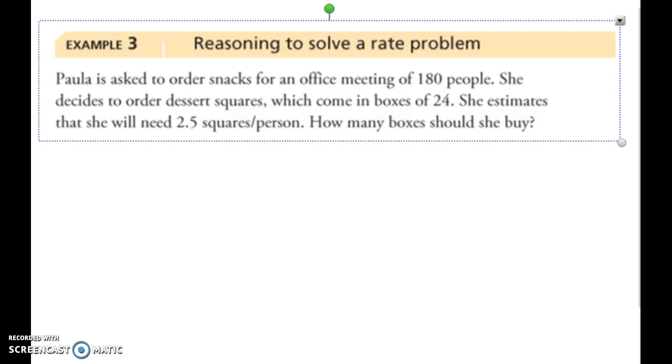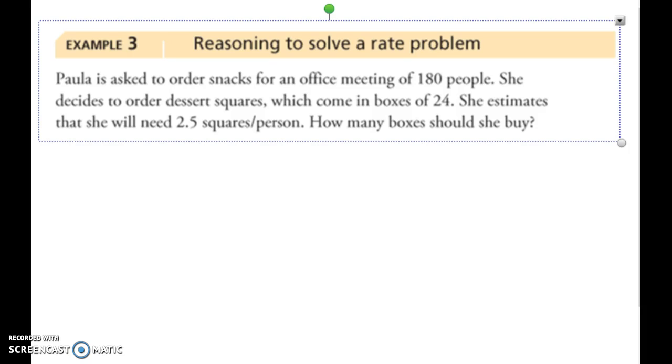of 180 people. She decides to order dessert squares, which come in boxes of 24. She estimates that she will need 2.5 squares per person. So some people are going to eat 2 squares, some people are going to eat 3. So she's averaging that each person will have about 2.5 squares of dessert. How many boxes should she buy?